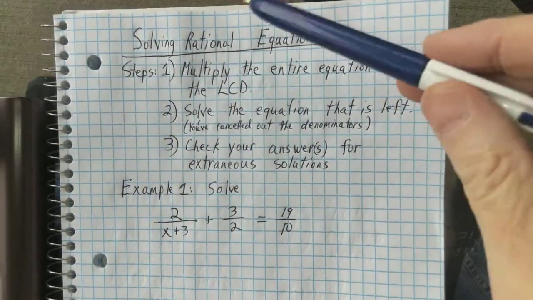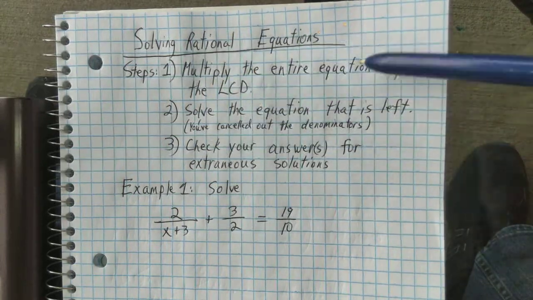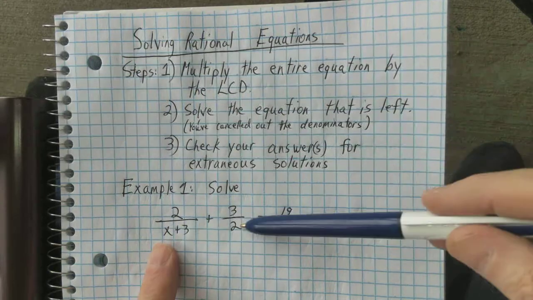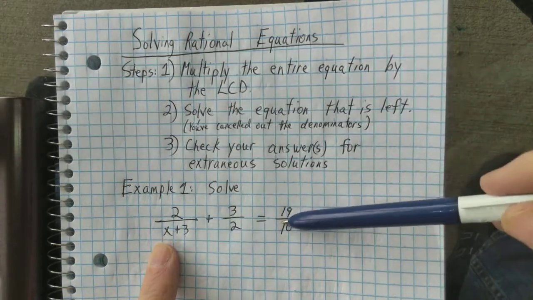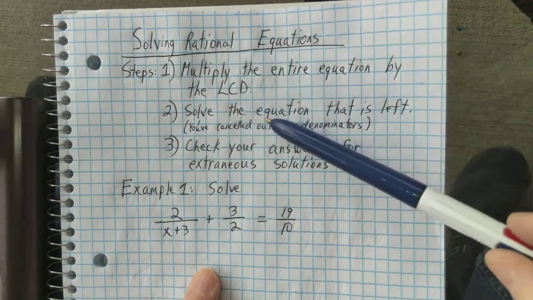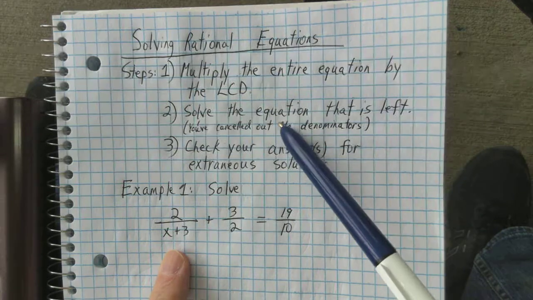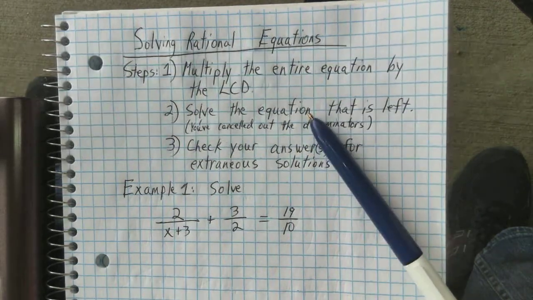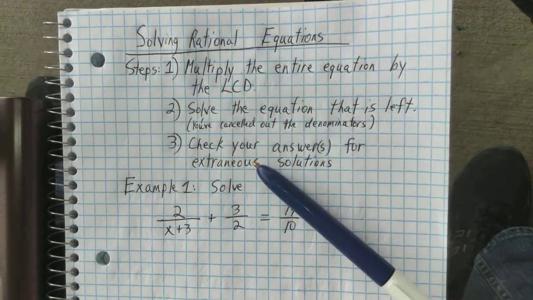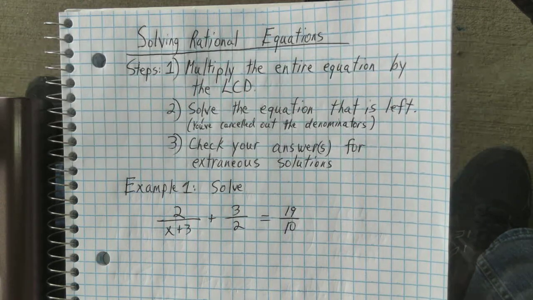So what we try to do is we're going to multiply the entire equation by the least common denominator. And a lot of times denominators make it a little harder to solve. What this will do is after we solve, the equation that's left is there because we've canceled out all the denominators when we do this. And you'll see that when we do the example. And then you'll check your answers for extraneous solutions.